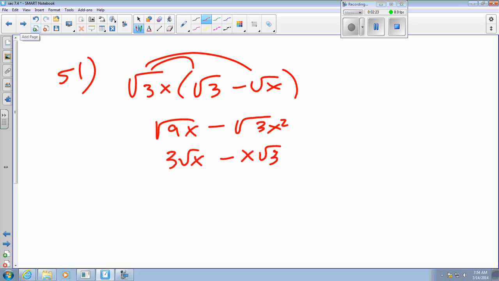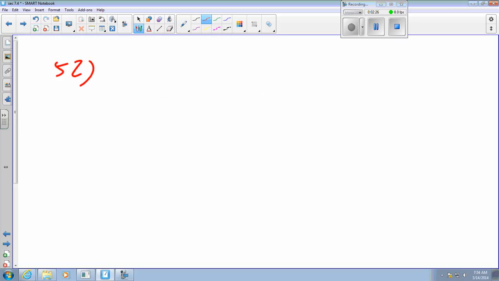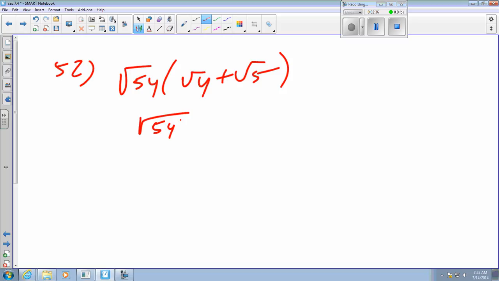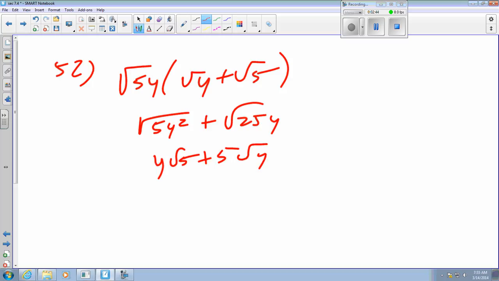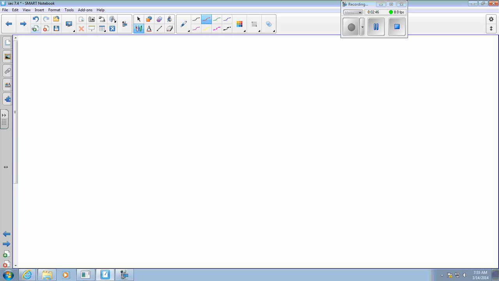For number 52, I have the square root of 5y times the quantity of y plus the square root of 5. Same as the last one, I get the square root of 5y squared plus the square root of 25y. Bring out the perfect squares, I get y square root 5 plus 5 square root y. Number 53.